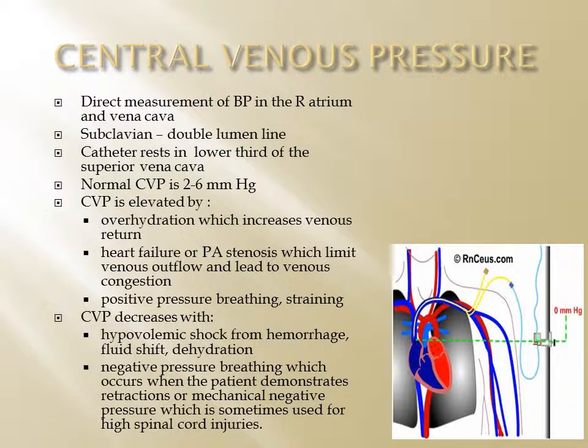Central venous pressure is elevated by overhydration, which increases the venous return, heart failure, or PA stenosis, which limits venous outflow and leads to venous congestion, positive pressure breathing, or straining. CVP decreases with hypovolemic shock from hemorrhage, fluid shift, dehydration, and negative pressure breathing, which occurs when the patient demonstrates retractions, or mechanical negative pressure, which is sometimes used for high spinal cord injuries.